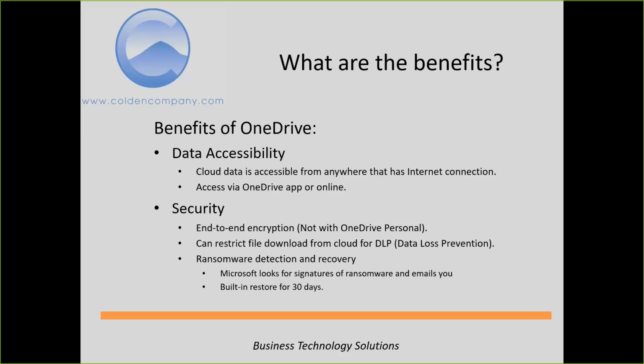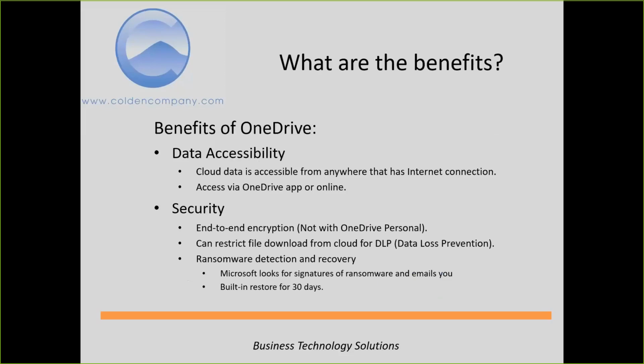Other security measures is you can restrict file download from the cloud for what they call DLP, or data loss prevention. So if you're storing any type of protected information in the cloud, like health data, credit card information, social security numbers, anything that you as a business have a legal obligation to protect, you really need to consider the security of that information. So there are some nice options to restrict file download from the cloud.